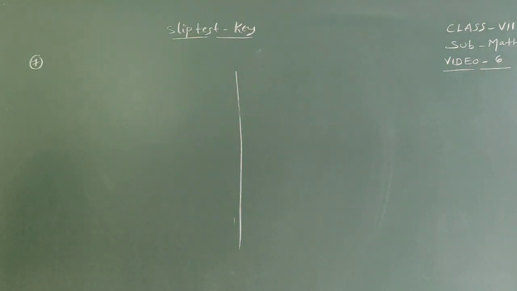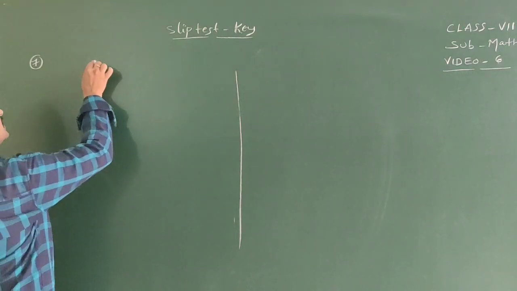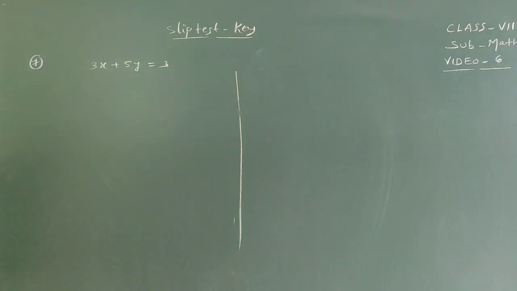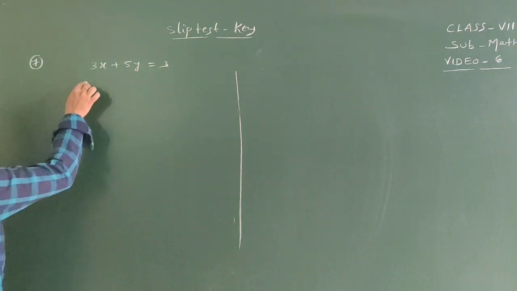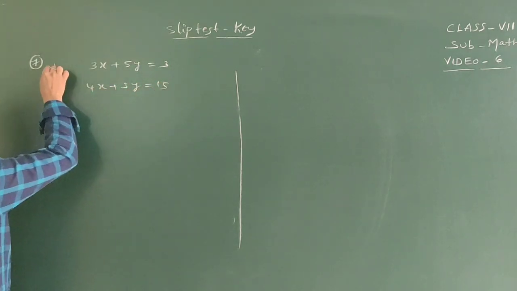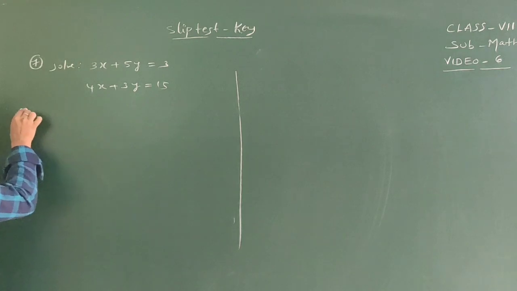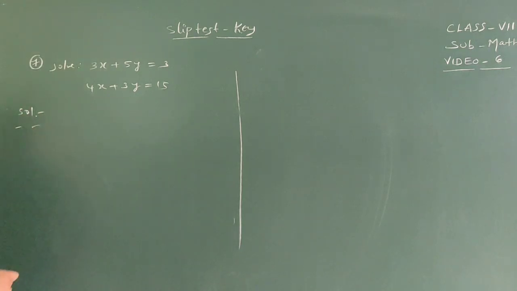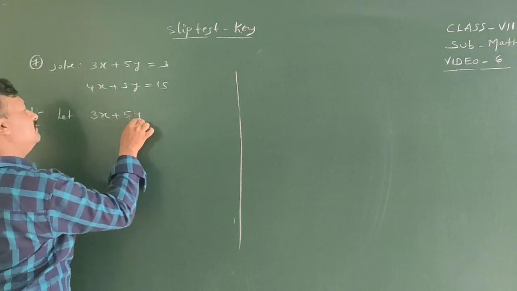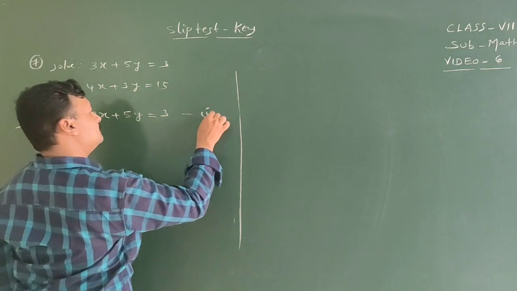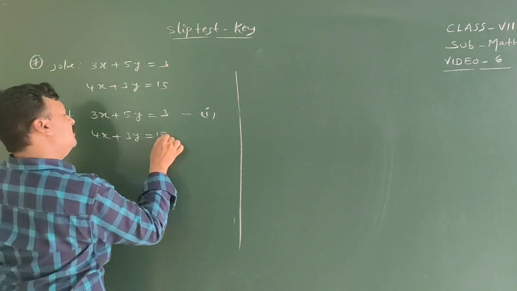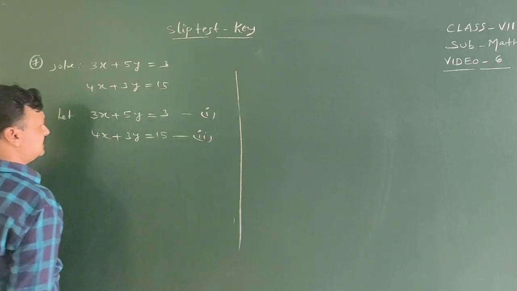Seventh one, 3x plus 5y equal to 3, 4x plus 3y equal to 15. Solve this system. Let 3x plus 5y equal to 3 be the first equation, and 4x plus 3y equal to 15 be the second equation.